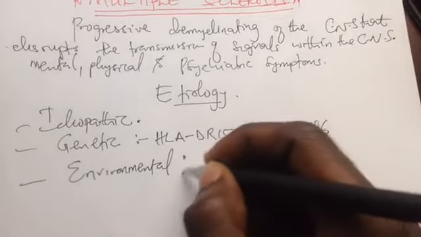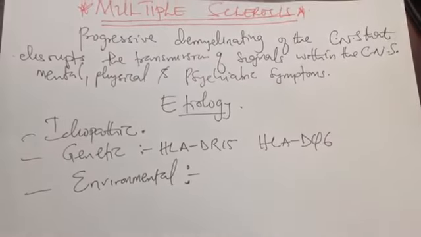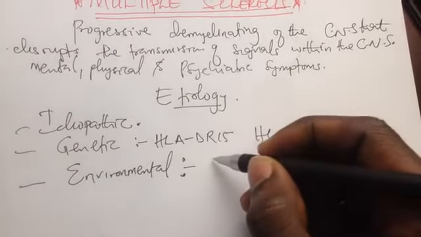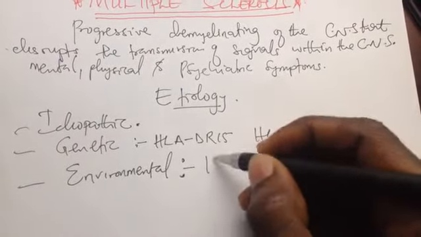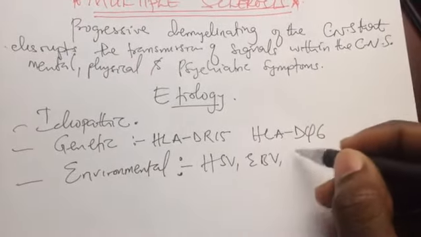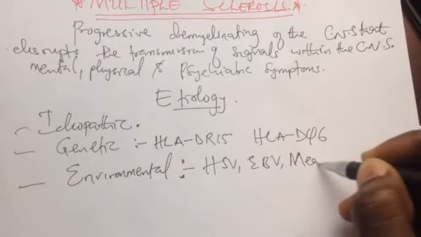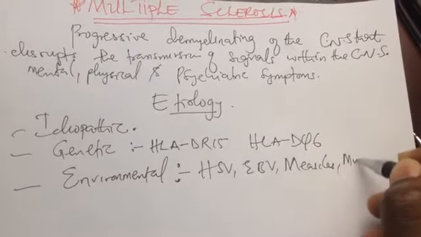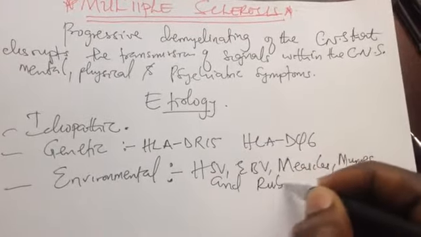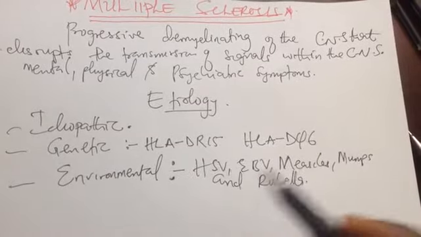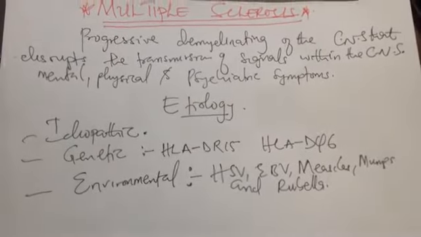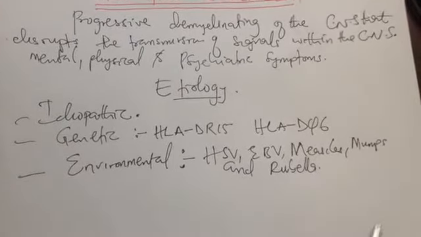And also environmental factors, for example, infections and chemicals, but mostly infections with viruses, like HSV infection, Epstein-Barr virus, and then measles, mumps, and rubella. So infection with these viruses can put a person at risk of developing multiple sclerosis. So that is it. Now let us see the pathophysiology.